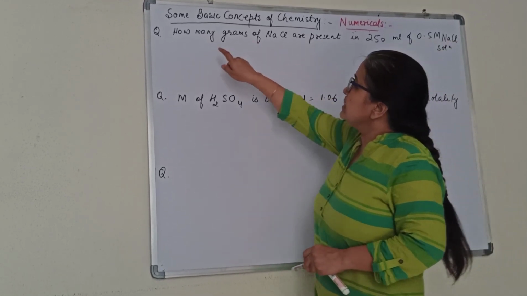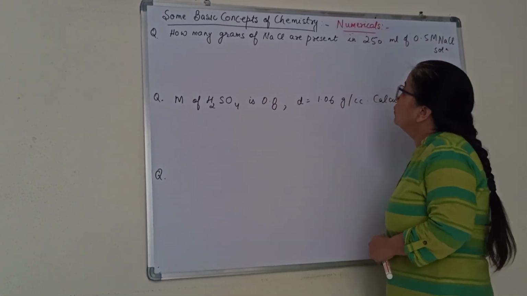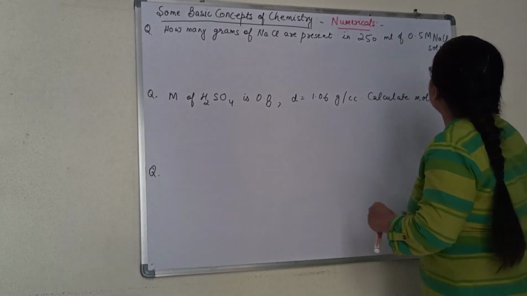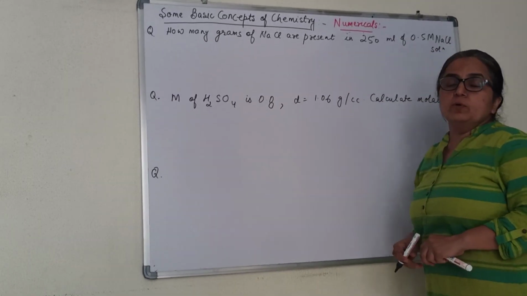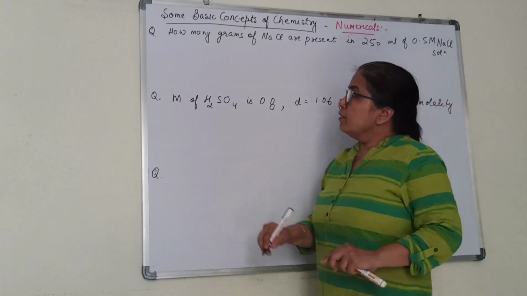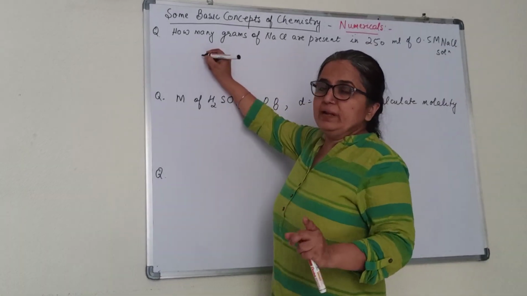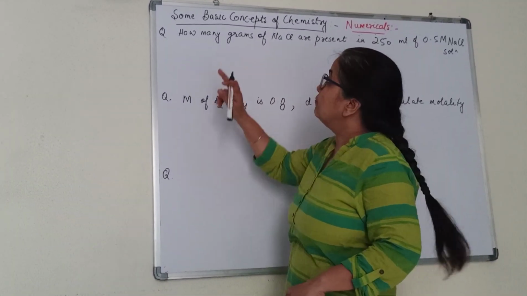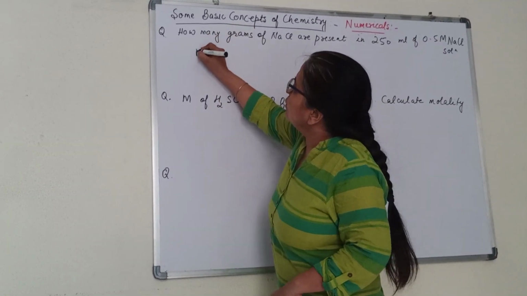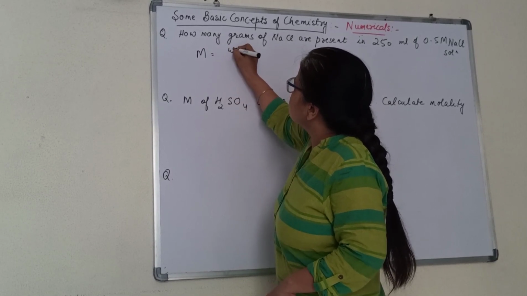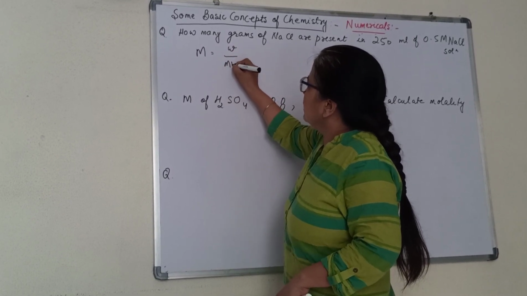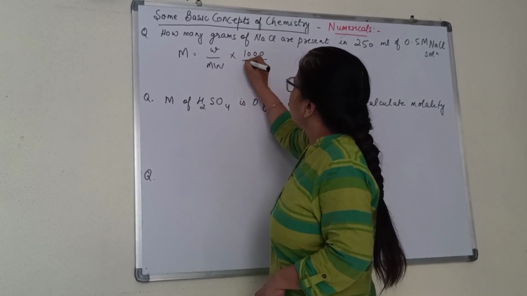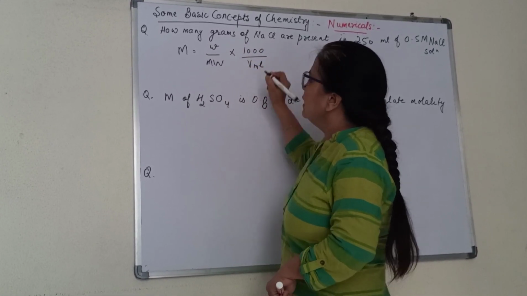Okay, the question says, how many grams of sodium chloride are present in 250 ml of 0.5 molar NaCl? We know the molarity formula, right? Volume is given and molarity is given. Mass is asked. We know the molarity formula. Molarity is equal to given weight by molecular weight into 1000 divided by volume in ml.